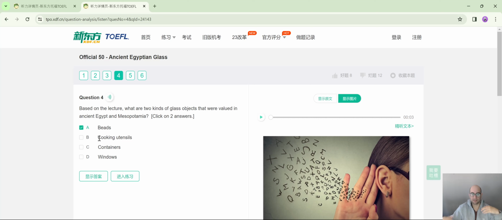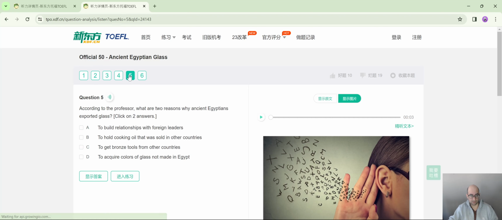They said that the vessels, which are containers, and this is our correct answer choice, by the way, weren't used to store oil. That's what they mentioned, okay? So indirectly, we can infer they're referring to containers, okay? And they didn't mention anything about windows, so A and C are your correct answers.